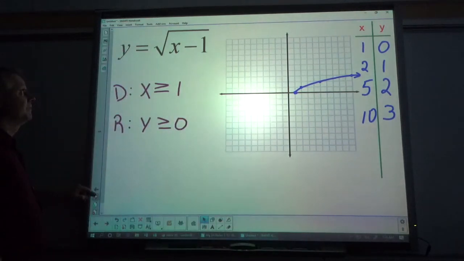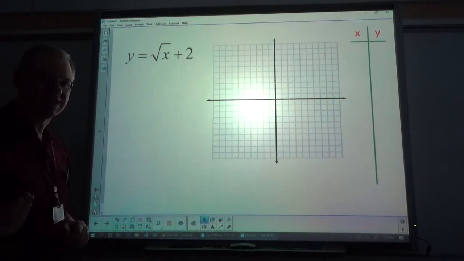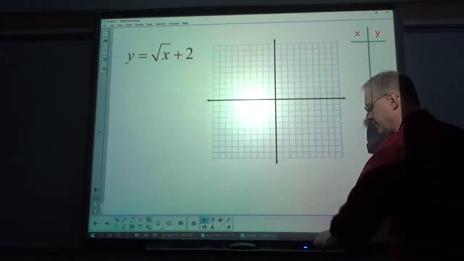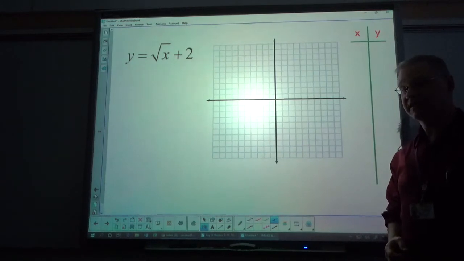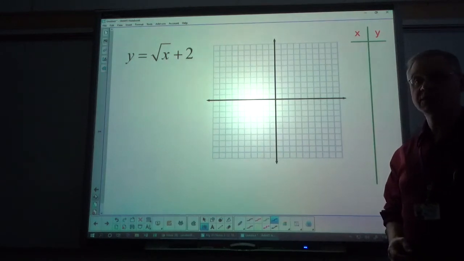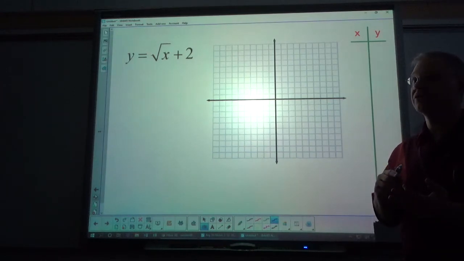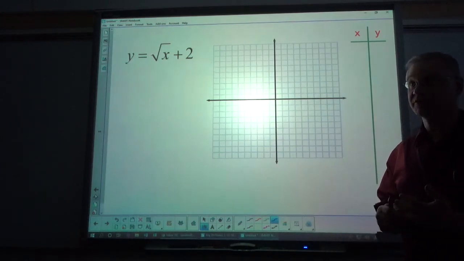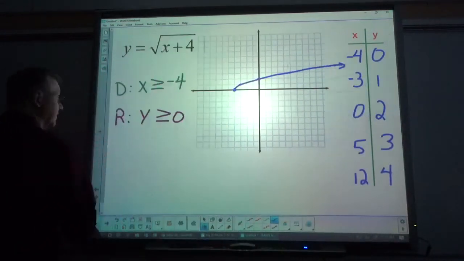Let's take a look at another one. What happens when the addition is on the outside? This is very familiar. And the reason it's familiar is because this same type of thing happened when we were working with absolute value, and with parabolas in vertex form. When you have something multiplied, it doesn't change where it starts left or right.